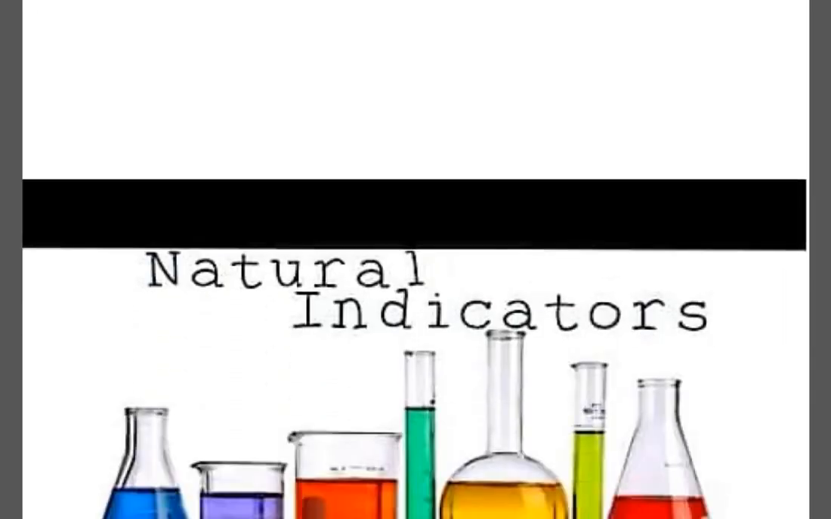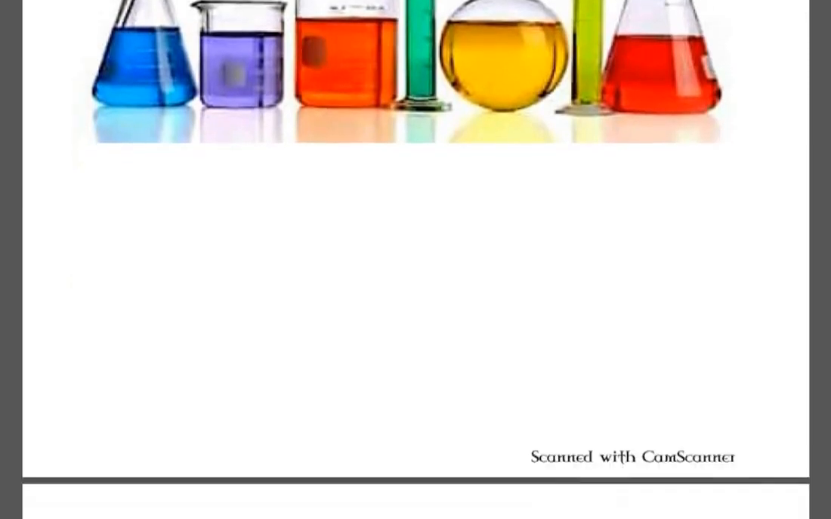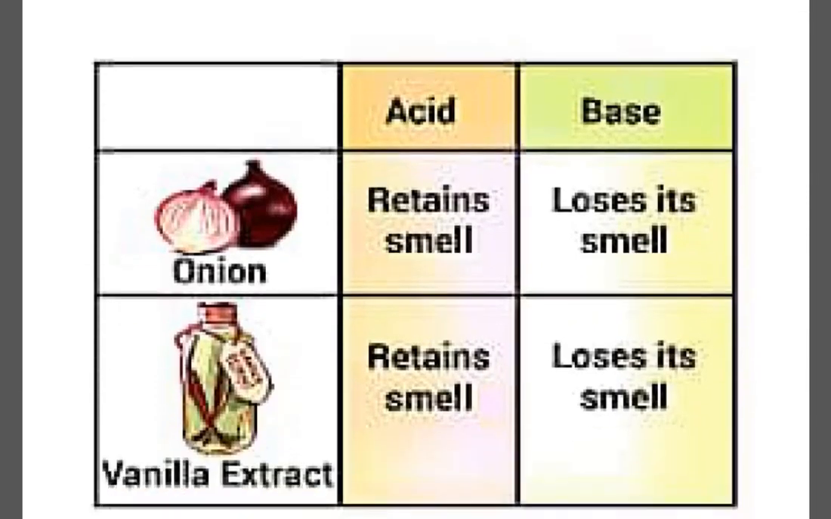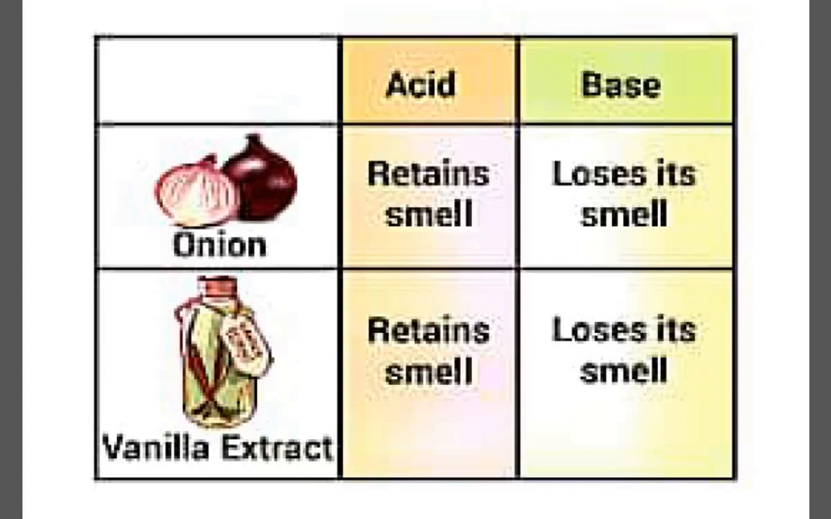Let us see what olfactory indicators are and how they tell us whether a substance is acidic or basic. If you talk about onion, when the onion juice is added to an acid, it retains its smell, and when it is added to a base, it loses its smell, indicating whether the substance provided is acidic or basic.